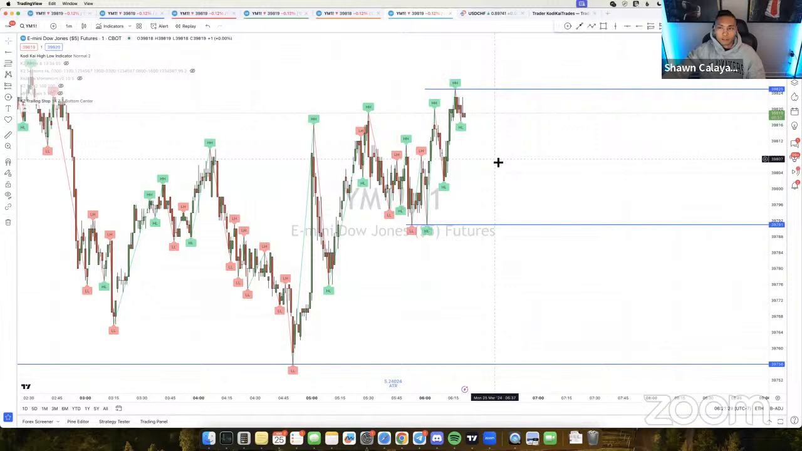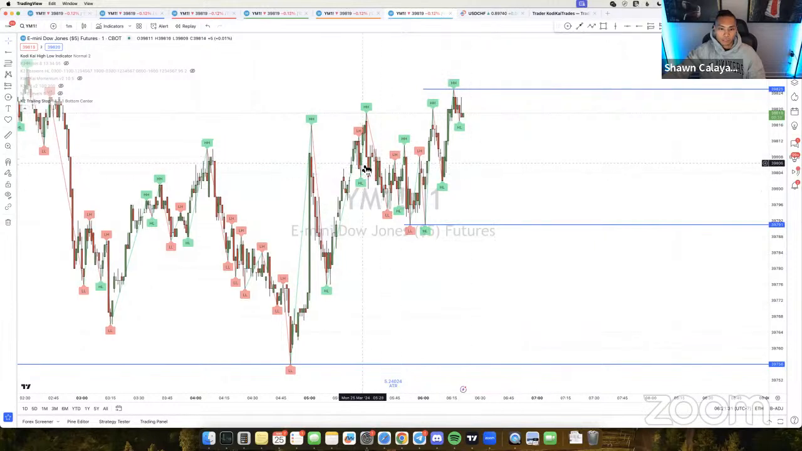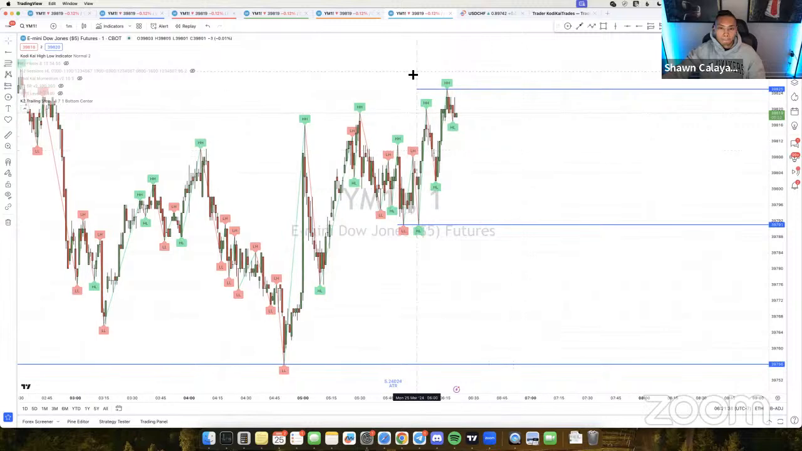We did have news at 5:30, but it didn't really push anything here. Just slight movement. And then I believe we have some news coming up at 7 o'clock. So as people join in, this is pretty much the areas of liquidity right here.